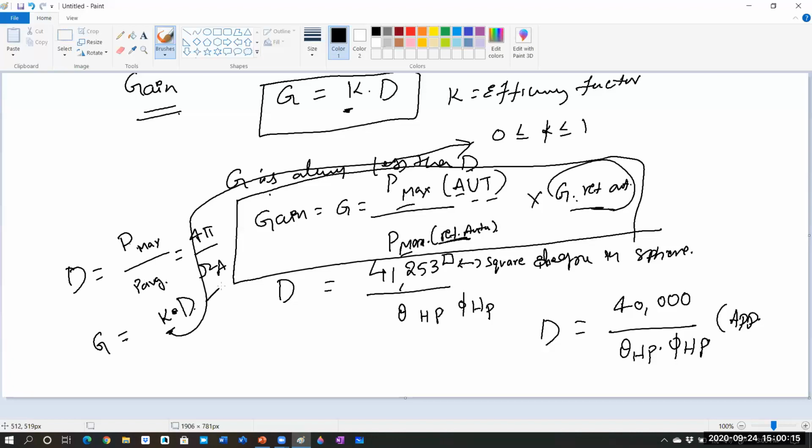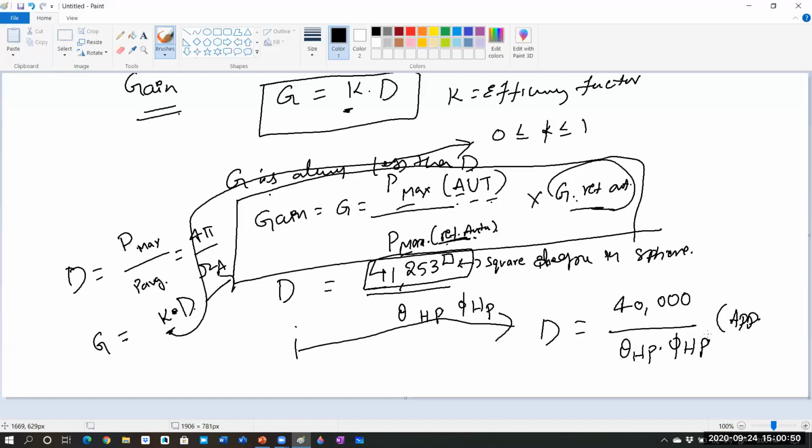Another way of defining gain is when we have an antenna under test and a reference antenna, and the gain of a reference antenna is known. If you know the square degrees of the antenna in steradians, there is a formula for directivity, D equal to 40,000 square degrees divided by theta HP into phi HP. In our next class we can do some problems regarding gain and directivity.